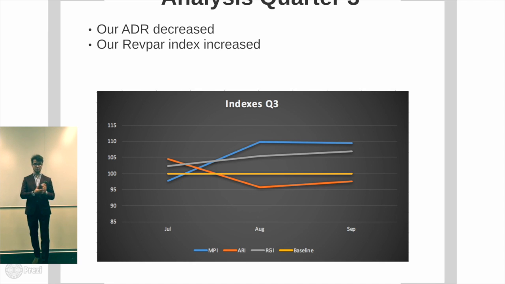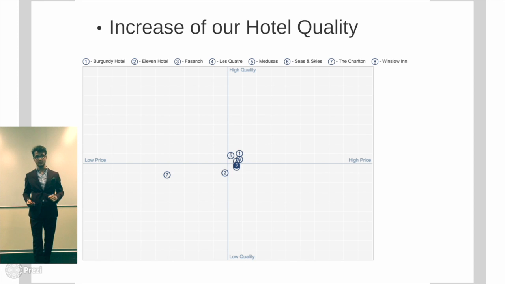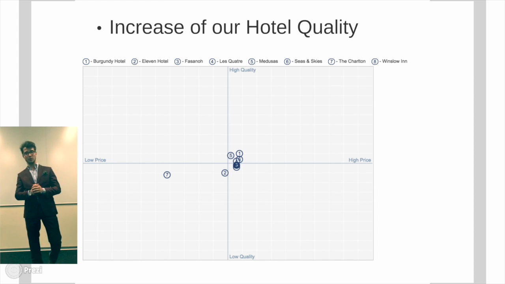The price elasticity drops. Our customers are more likely to stay, even if we raise the prices because of our comparative advantage on others. As a result, even if we raised the ADR, the occupancy did not drop as much. There was an increase in the ADR index, a decrease of the occupancy index, and an increase in the RevPAR index. Our quality improved according to the price-value map.